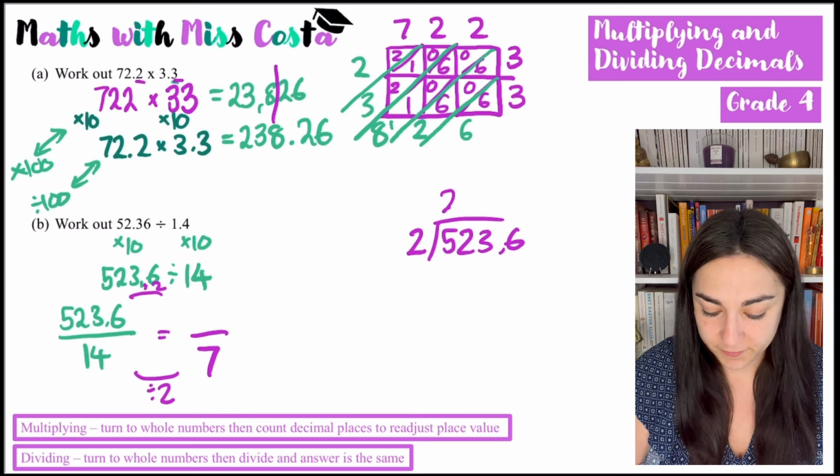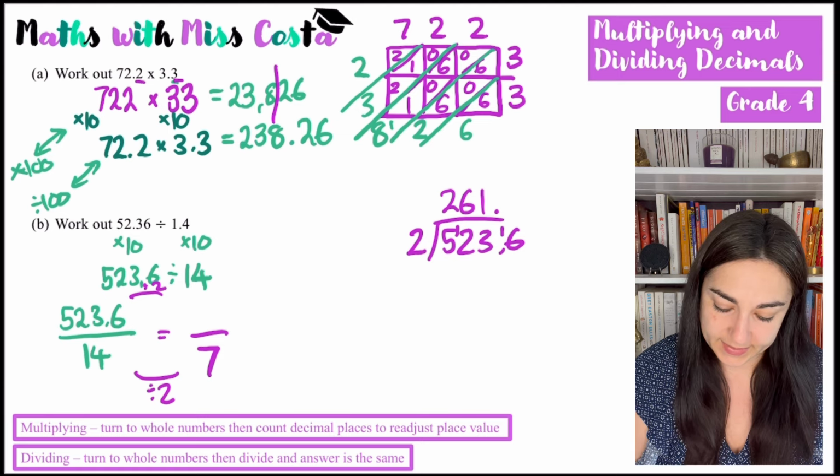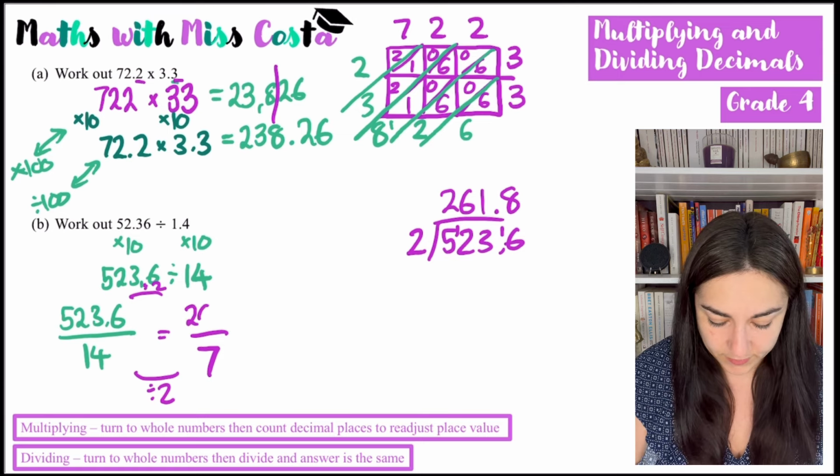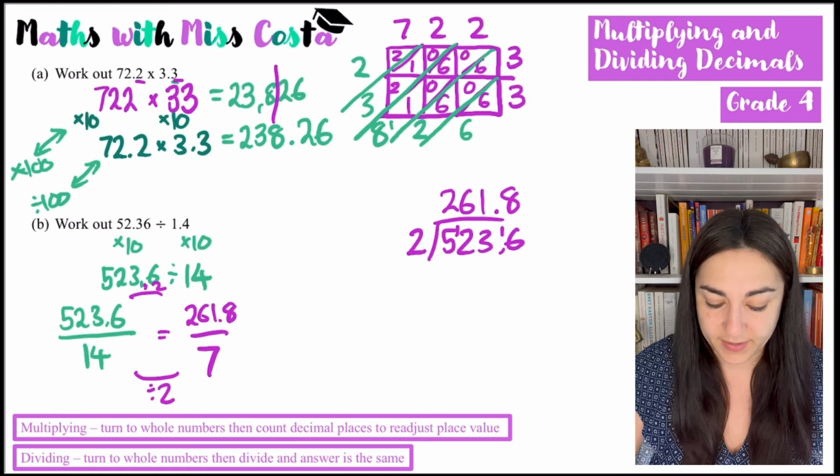So 2's into 5 go twice, remainder 1. 2's into 12 are 6. 2's into 3 are 1, remainder 1. And 2's into 16 are 8. So I'm left with 261.8 divided by 7.